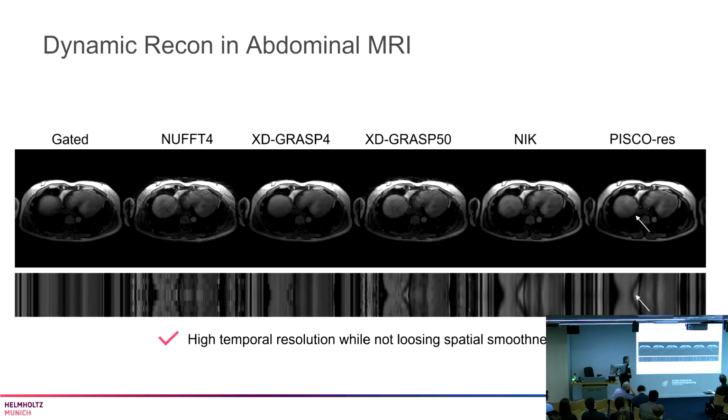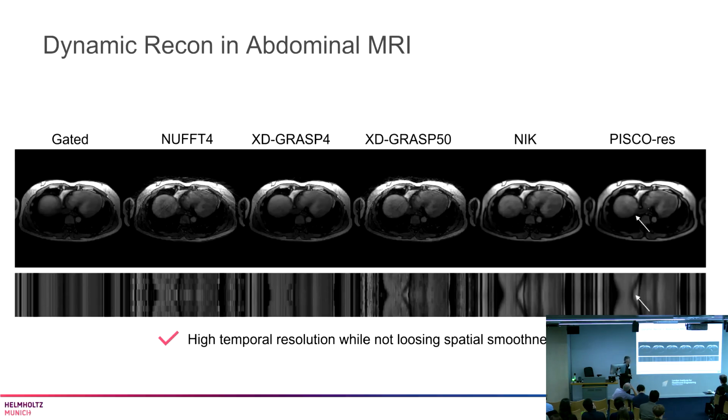For abdominal imaging, we looked at gated imaging, so this is as close as we can get to good data. Again, the non-uniform FFT, XT-GRASP, and then the two NIKs basically. And it's hard to see on the projector, but basically this is the temporal dimension. You see lots of staircasing effects. You still see that for XT-GRASP quite a bit. And then for this one, it gets better, and we get a really nice, smooth spatial and temporal appearance there as well.